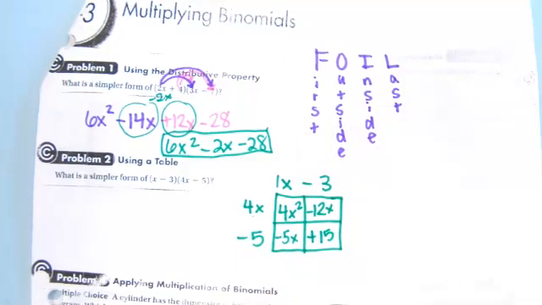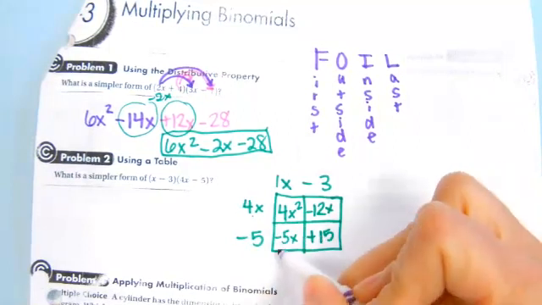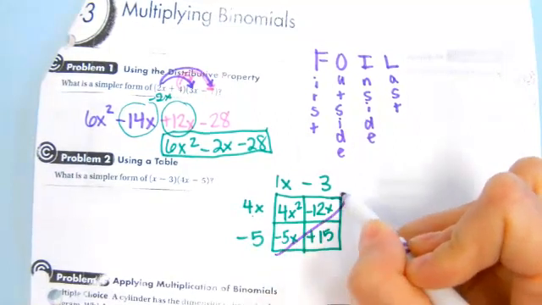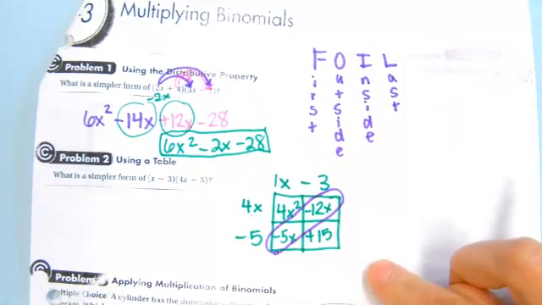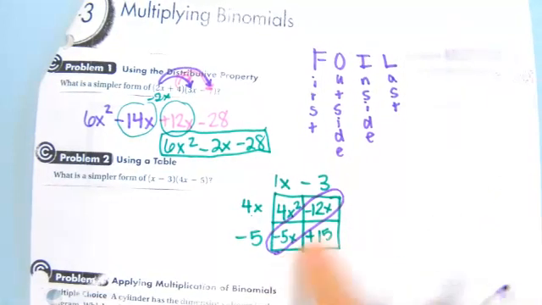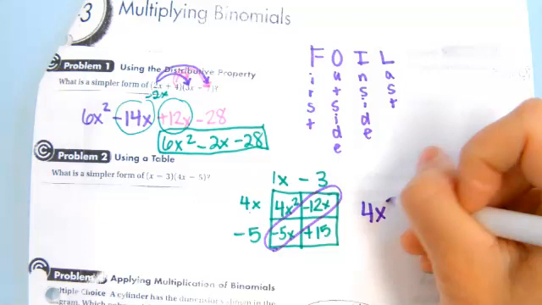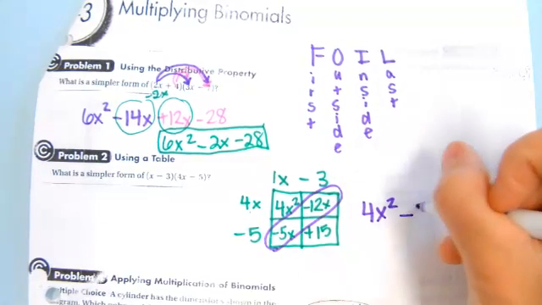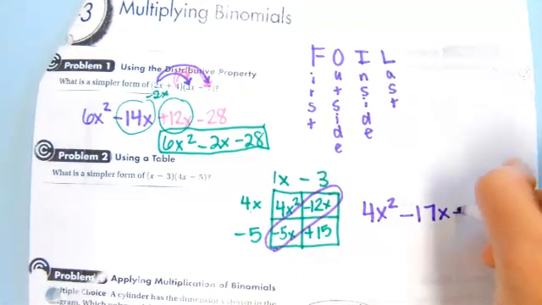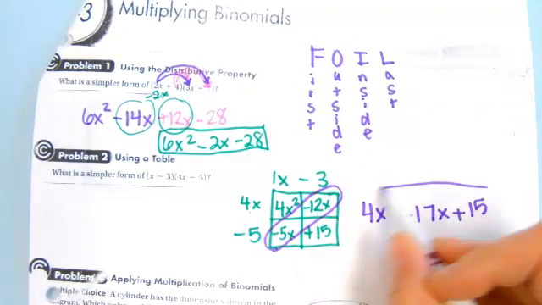When you do it this way, the like terms will always be the diagonal in this direction, not the diagonal the other direction, only this direction. So negative 5x and negative 12x are my like terms. I know 4x squared is what I start with. Negative 5x plus negative 12x is negative 17x, and then plus 15 is the end. This is the final answer.